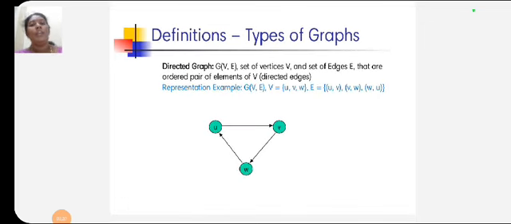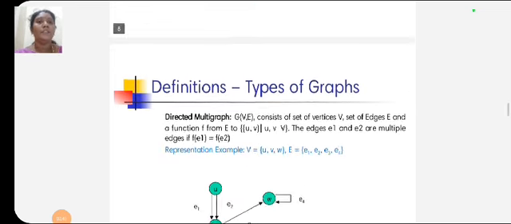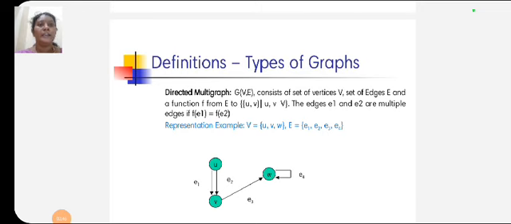Directed graph. If all the edges in the graph are directed, then it is said to be a directed graph. So here we have 3 vertices and 3 edges, and all the 3 edges are represented with a direction. So this graph is a directed graph. Next, directed multigraph. So we have multiple edges, loops, and also the edges are represented with the direction. Then this is a directed multigraph.